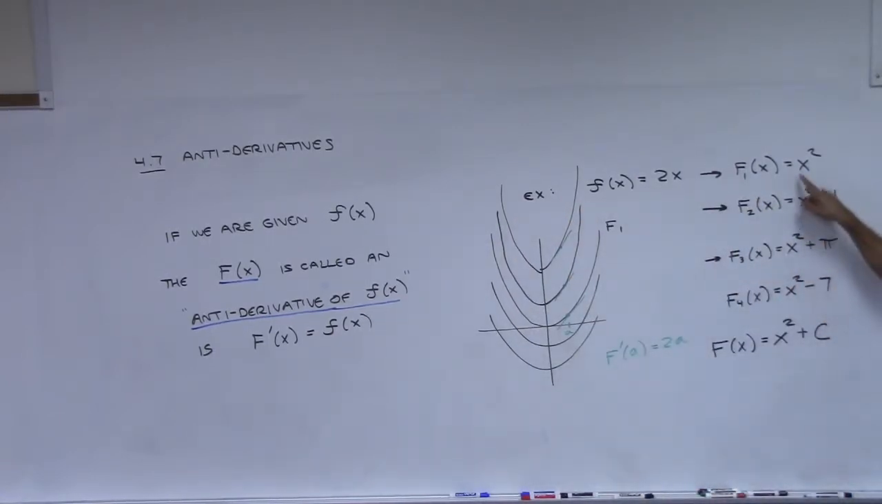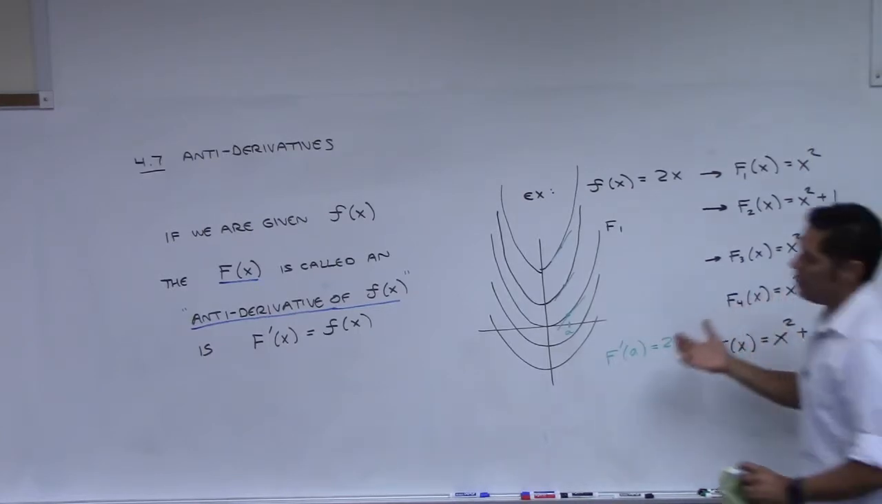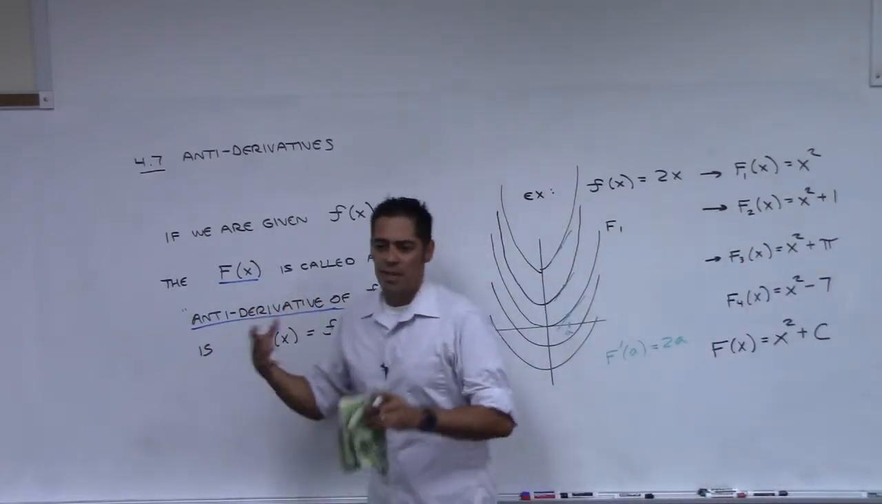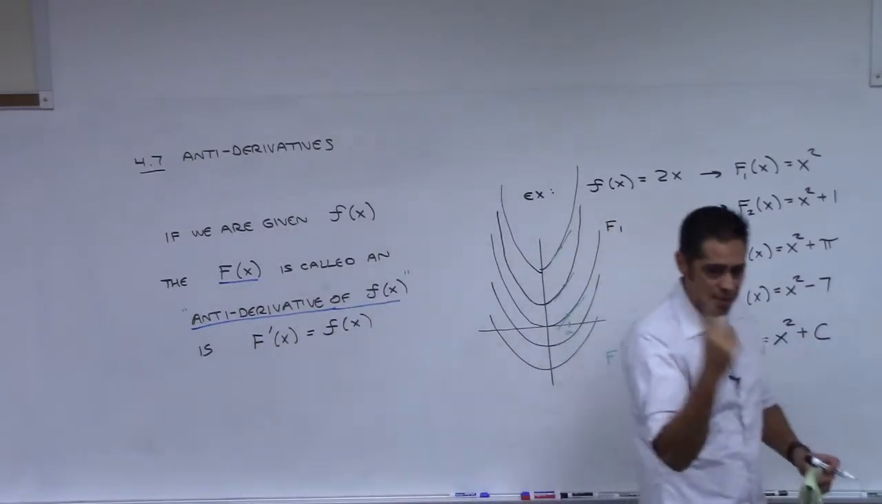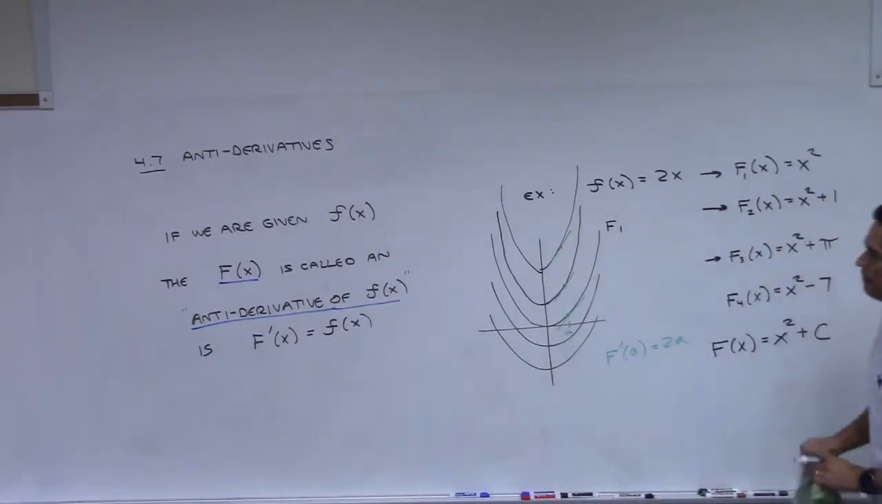We can't put numbers in front of x squared. That changes things, right? Okay. So I guess the key idea here is that when we are talking about antiderivatives of functions, we get families of functions as opposed to a single function, right?